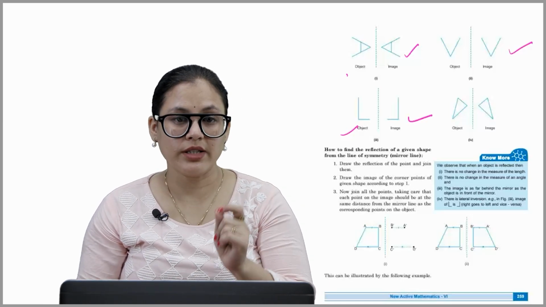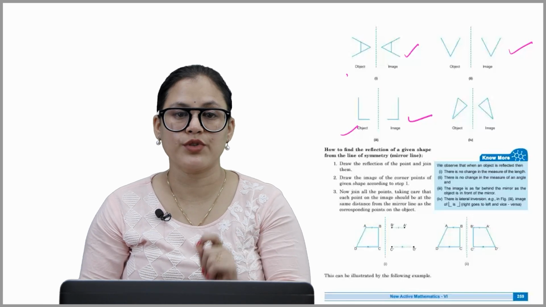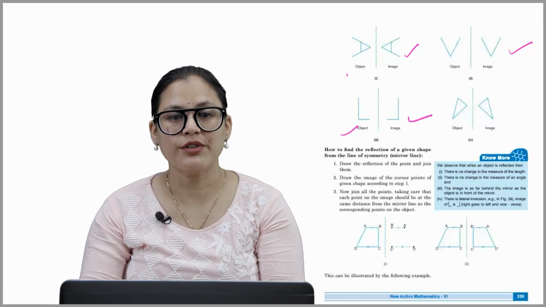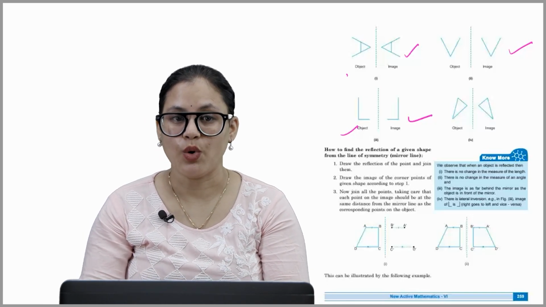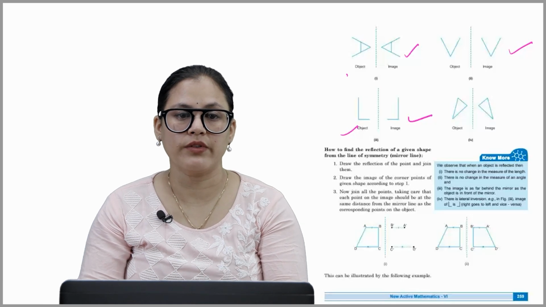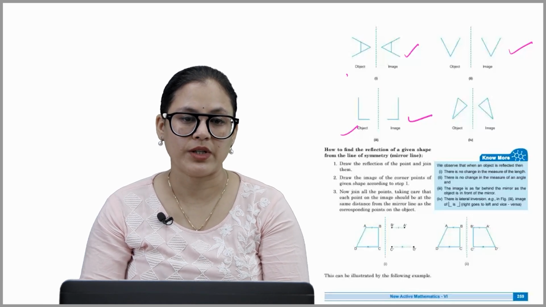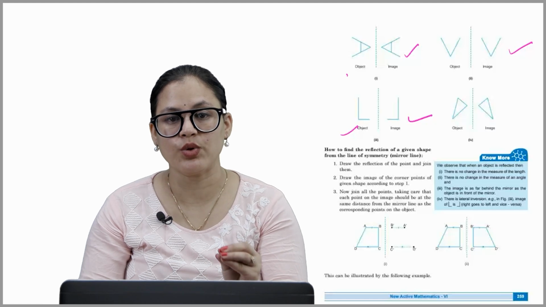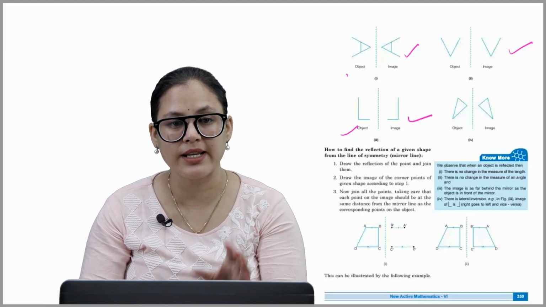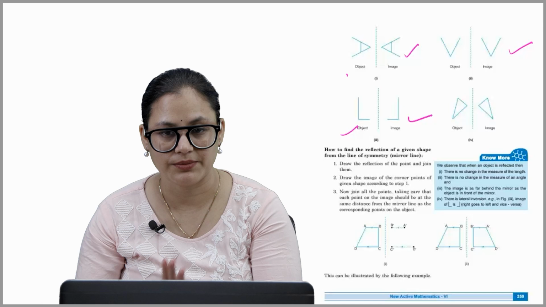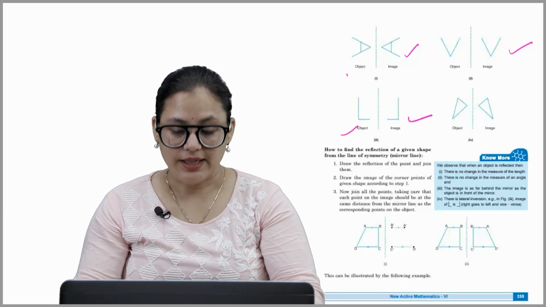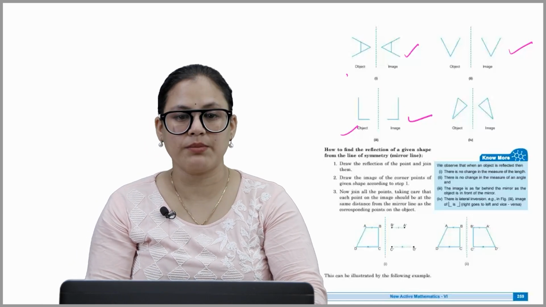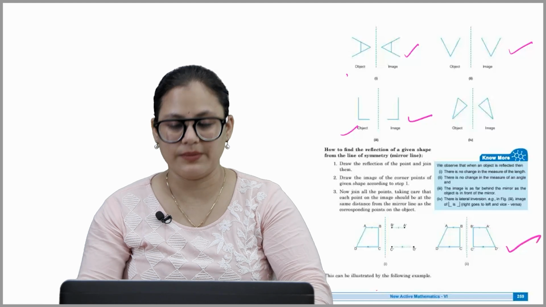Now here, how to find the reflection of a given shape from the line of symmetry or mirror line? Number 1, draw the reflection of the point and join them. 2, draw the image of the corner points of the given shape according to step 1. 3, now join all the points, taking care that each point on the image should be at the same distance from the mirror line as the corresponding point on the object. Right? This can be illustrated by this example.